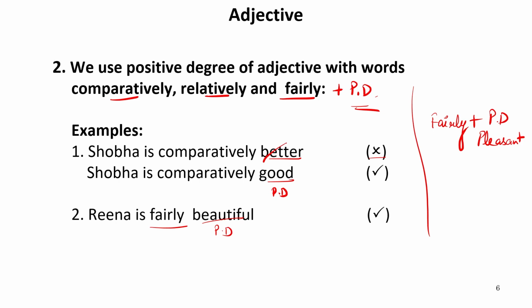Therefore, fairly is correct. But if I say tea is fairly cold, the sentence will be incorrect, because tea should be hot. It should not be cold. If it is cold, that is unpleasant quality of tea. So before that cold, we can use the word rather, not fairly. So fairly will be incorrect over there. So when the quality is not suitable, when the quality is unpleasant, we use rather instead of using fairly.